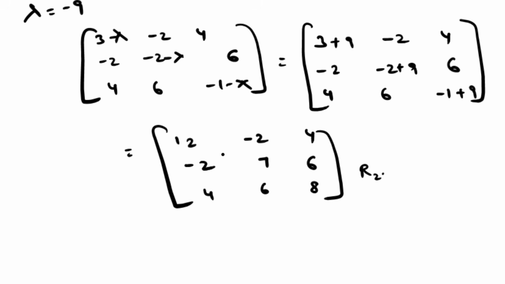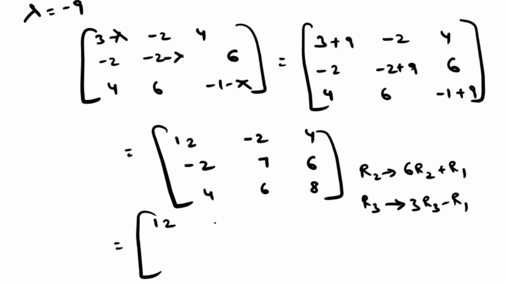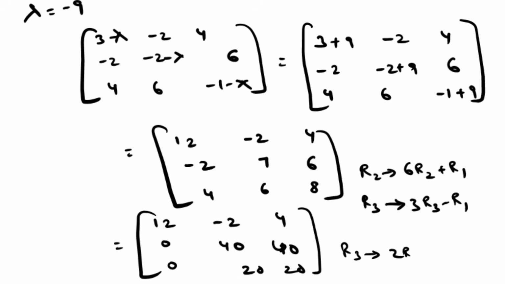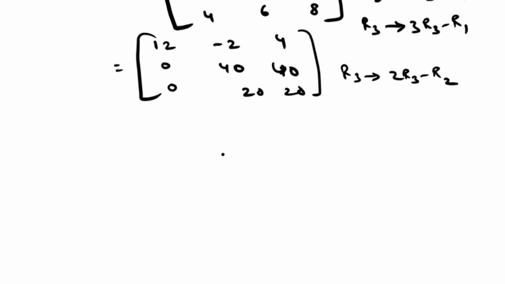Do R2 goes to 6R2 plus R1 and R3 goes to 3R3 minus R1. Row 1 will be as it is. Do R3 goes to 2R3 minus R2. We get 12, minus 2, 4; 0, 40, 40; 0, 0, 0.